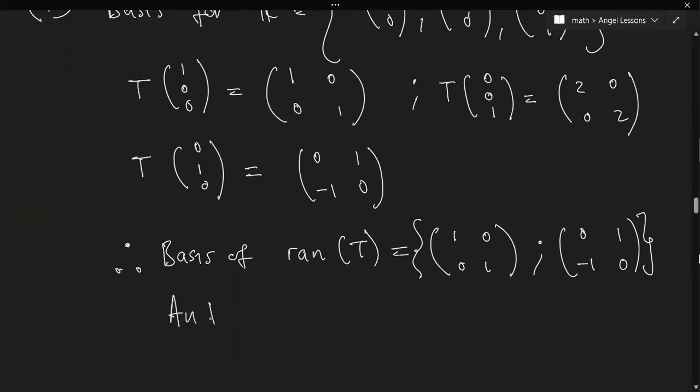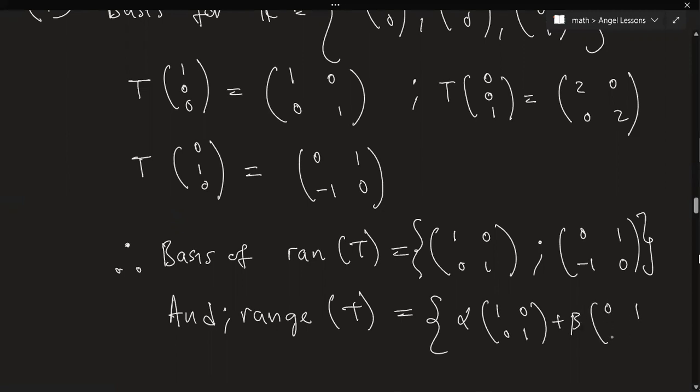What is the range? The range of T is just scalar multiples of these. So it's alpha times 1, 0, 0, 1 plus beta times 0, 1, minus 1, 0. That's the range. Do you see that? So the top is the basis, then the second is the range, meaning for whatever arbitrary value of alpha and beta that you choose, you can produce every element in W. So that's the range. Is that clear? It's clear.